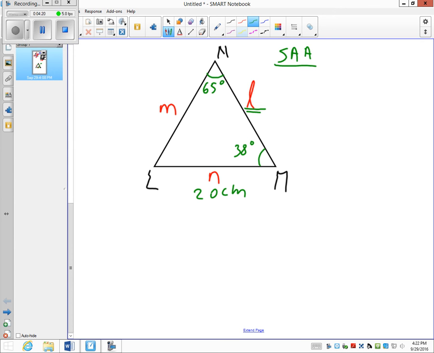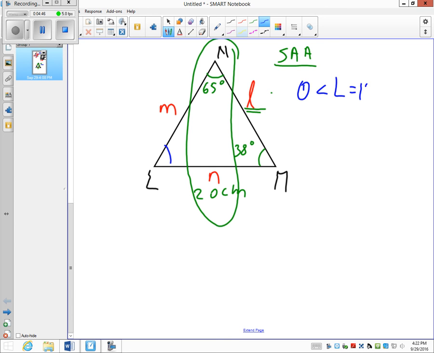Let's create the pair now. The given opposite pair is side N and angle N. Now I'm required to find side L. I don't have information yet for angle L, so my first step will be figuring out angle L. Using the triangle's property, we know that angle L is 180 degrees minus 38 degrees minus 65 degrees, because the sum of the inner angles of a triangle adds up to 180 degrees. So angle L equals 77 degrees.